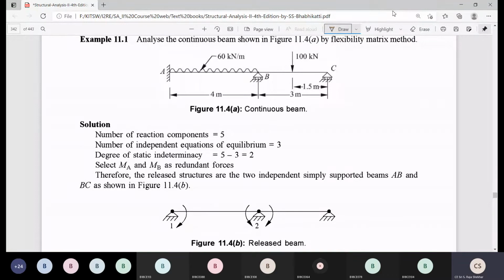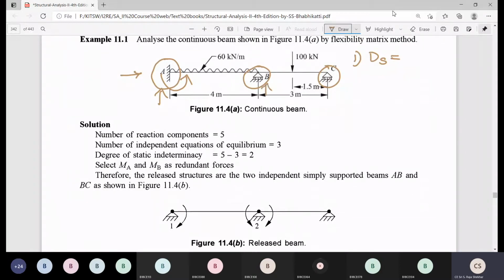So this is a two-span continuous beam. Support A is a fixed support, support B is a roller, and support C is also a roller. The first step is to calculate the degree of static indeterminacy. The degree of static indeterminacy is equal to the number of unknown forces minus the equilibrium equations. At support A, the unknowns are the horizontal reaction, vertical reaction, and moment reaction. So three unknowns.